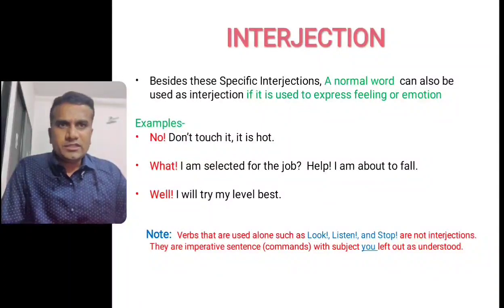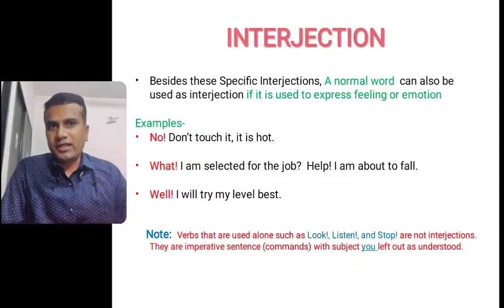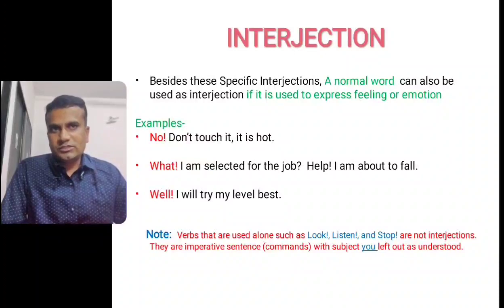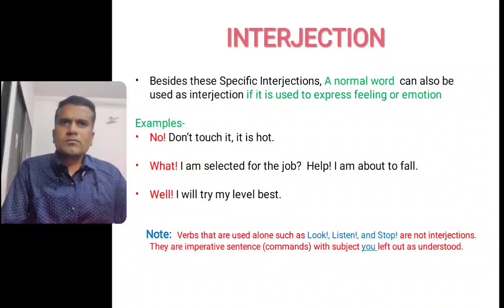What? I am selected for a job. Help! I am about to fall. Well, I will try my level best. See, here in these four examples, no, what, help, well. These are four normal words, but they can be also used as interjections. But the condition is that we have to use these words to express our feelings or emotions.